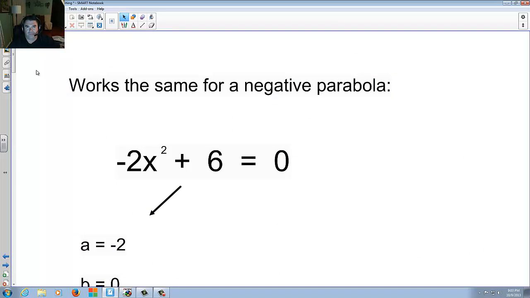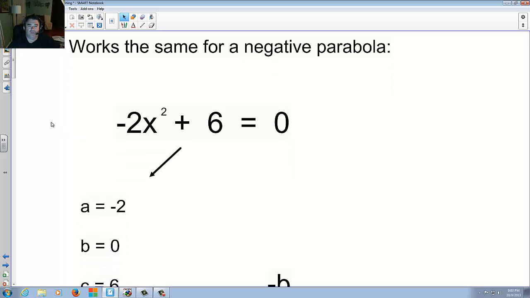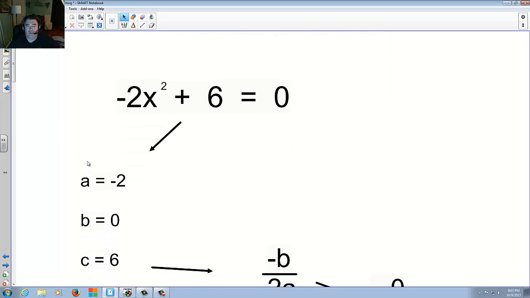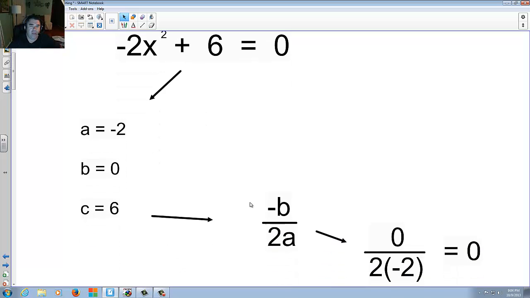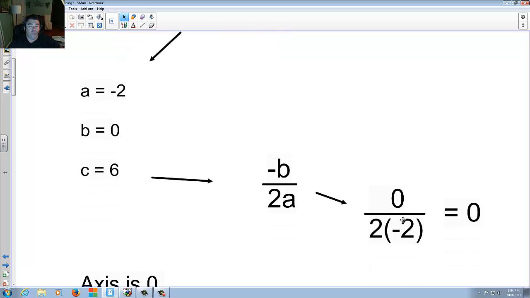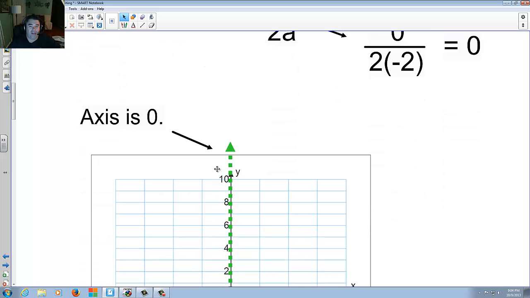Quick break. And back. Works the same for a negative parabola as well. -2x squared plus 6 equals 0. Again, you can do it any way you want. I'm going to do a, b, c. a is -2, b is 0, c is 6. -b over 2a, -0 over 2 times -2. Still 0 over -4, but that still makes 0. So my axis, once again, is 0.